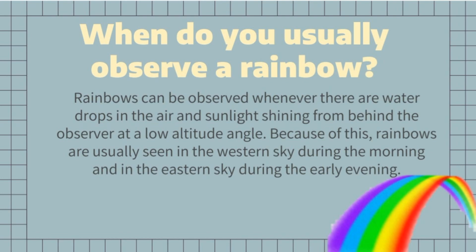When do you usually observe a rainbow? Rainbows can be observed whenever there are water drops in the air and sunlight shining from behind the observer at a low altitude angle. Because of this, rainbows are usually seen in the western sky during the morning and in the eastern sky during the early evening.